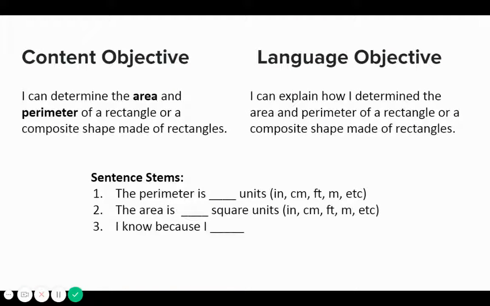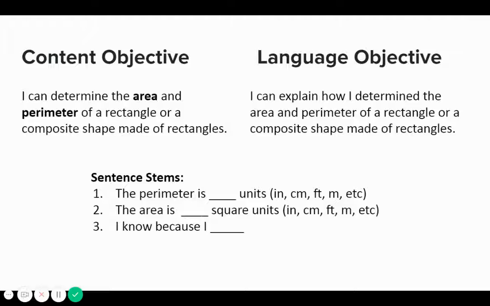The content objective is to determine the area and perimeter of a rectangle or a composite shape made of rectangles. And the language objective is to explain how you determined the area and perimeter of a rectangle or a composite shape made of rectangles.